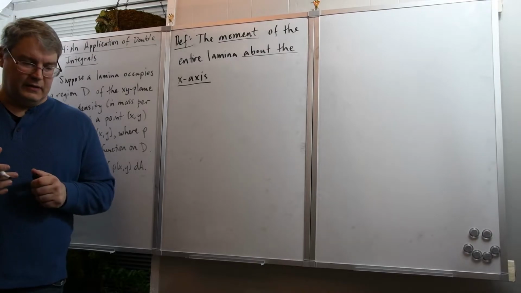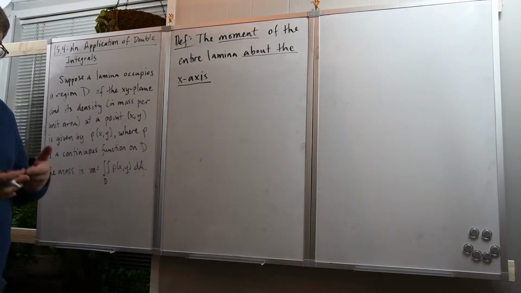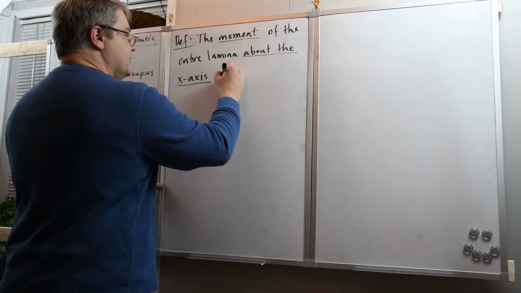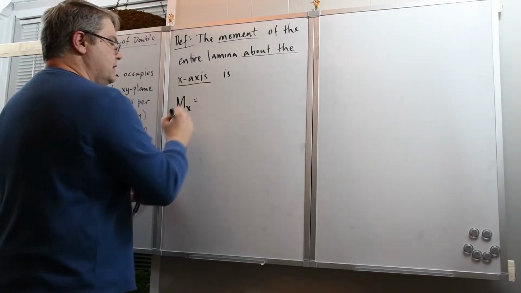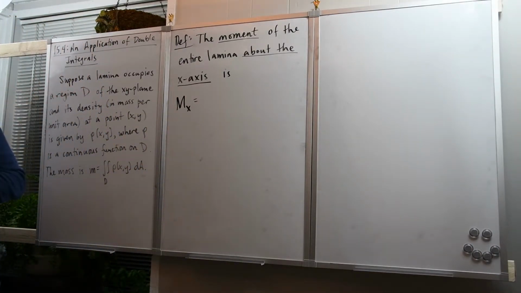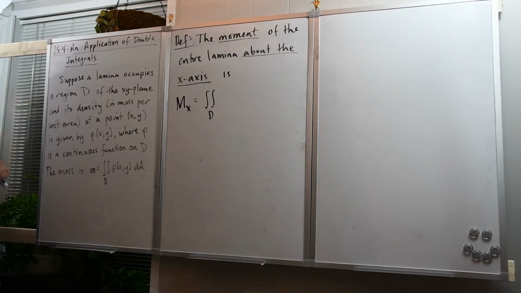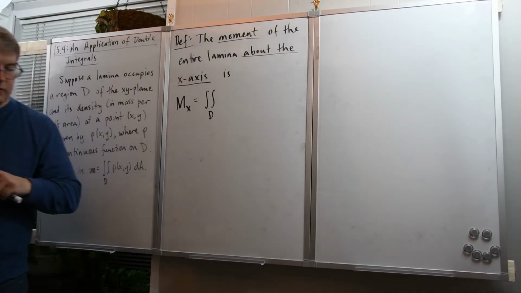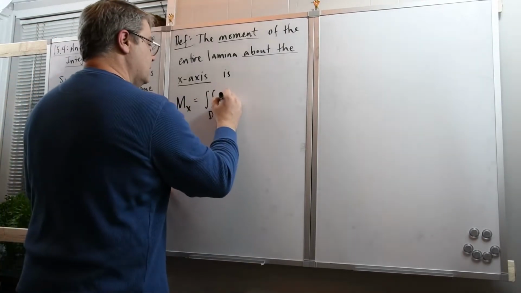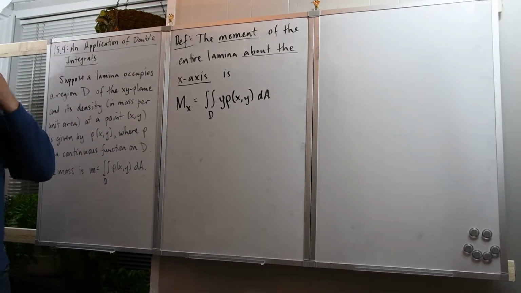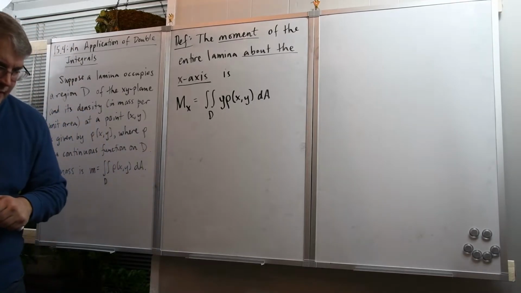Well, the moment is going to give us essentially a measure of the tendency of the lamina to rotate about the x-axis. So the way that we're defining this moment of the lamina about the x-axis is by using this terminology. We'll have capital M sub x, and that's going to also be represented by a double integral. This will be the double integral over D. So remember, D is the region over which the lamina is lying. So we've got the double integral over D of y times the density function dA.